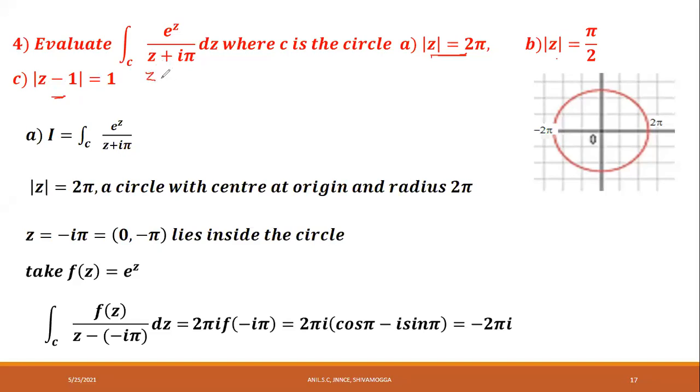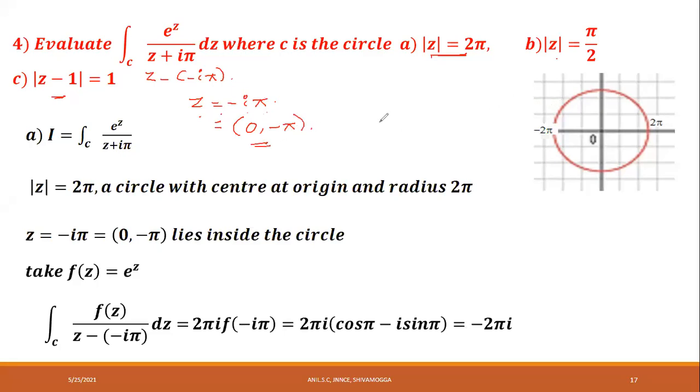And z plus iπ can also be written as z minus (minus iπ). In either way, you can write that. And this is not analytic when z is equal to minus iπ. z plus iπ equal to 0 implies z is equal to minus iπ. Therefore, e^z divided by (z plus iπ) is not analytic when z is equal to minus iπ, and locate this point. z equal to minus iπ means real part is 0 and imaginary part is minus π.